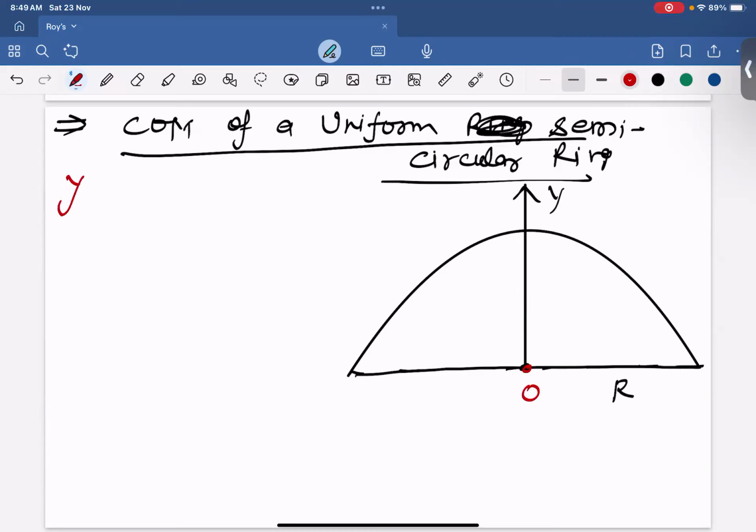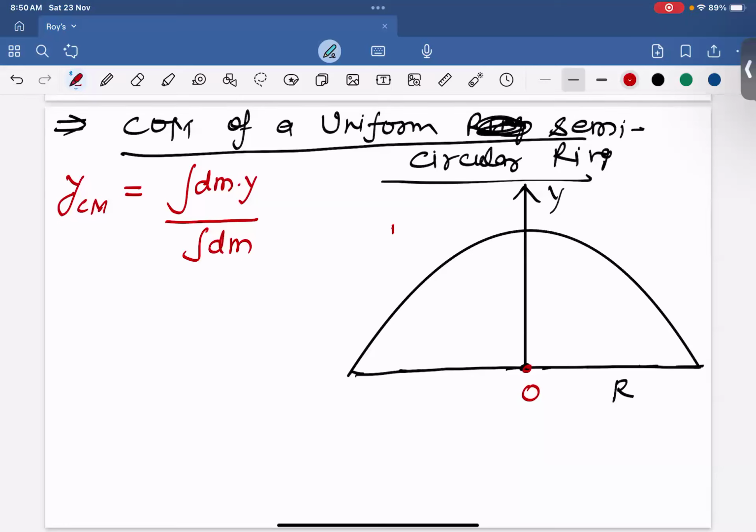For the y coordinate of the center of mass, I first find a small dm and take its y coordinate. Then I integrate it and divide by the total mass, that is the integral of dm. This is the formula we should use. Now, how to find dm? This ring has mass m.